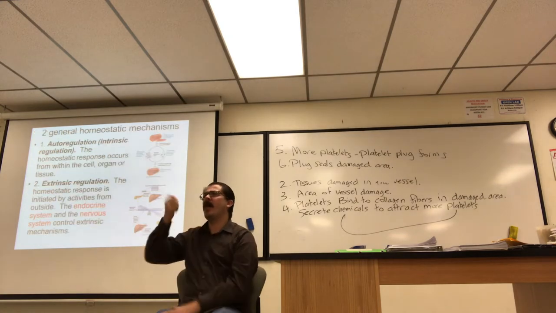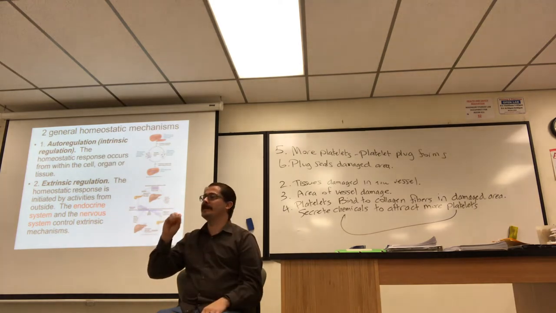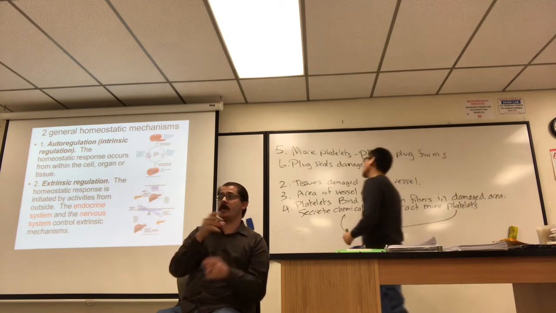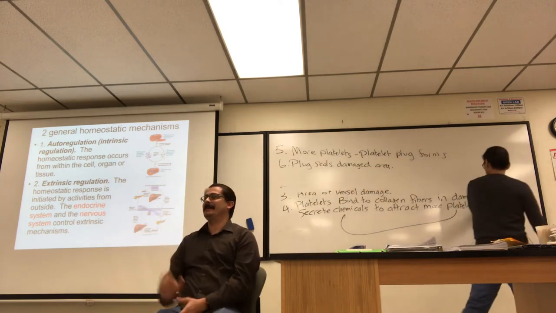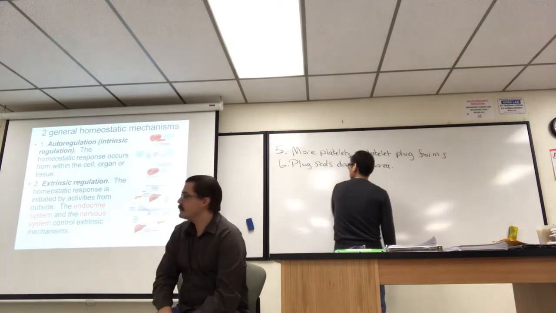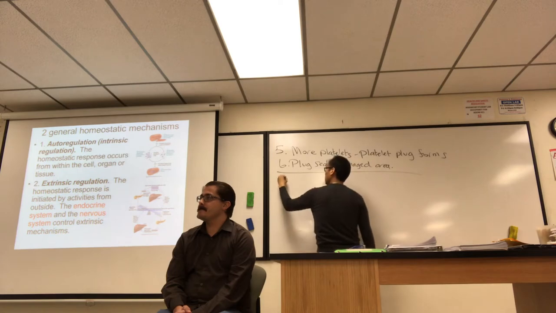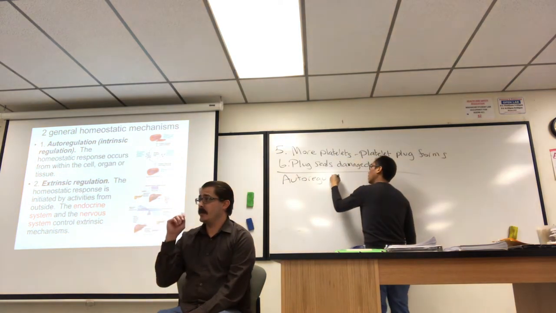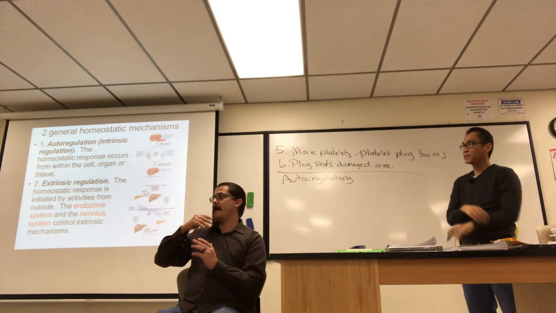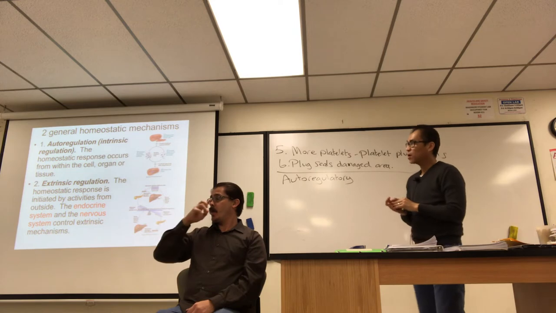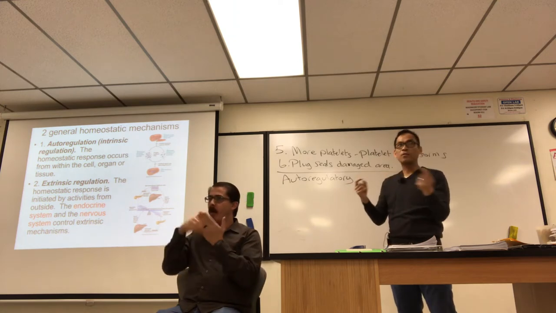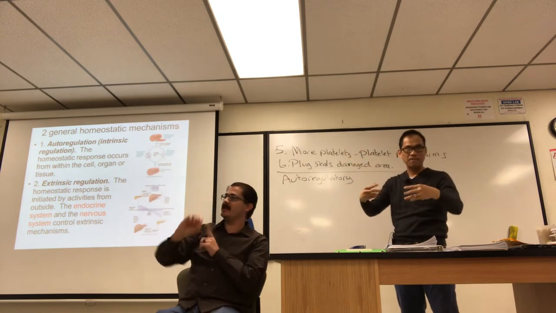There's other things here that we use to talk about homeostatic mechanisms. There's two basic kinds of homeostatic mechanisms: autoregulatory and extrinsic. Let me read what I have on the slide. Autoregulatory, or what I have in parentheses, intrinsic regulation. The homeostatic response occurs from within a cell, organ, or tissue. It all happens right there. There's nothing external that has to come into the situation to fix the problem.